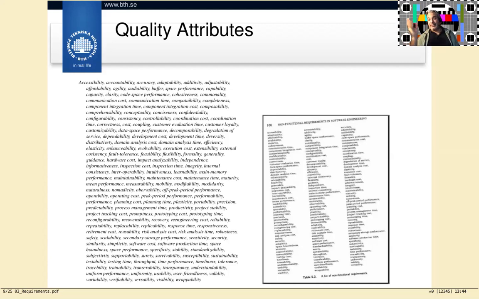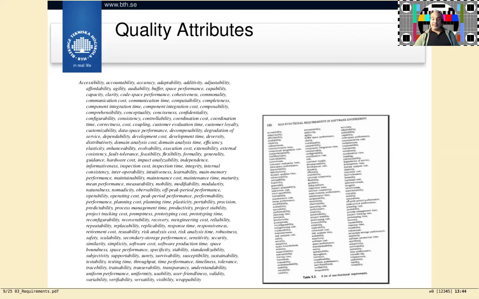The list here is just one example of such a list, and it's not even complete. It's from a book. The point of the list in that book was to show how absurd it is to try to list all the possible available quality requirements in the world. I have a few examples that are not on this list either.